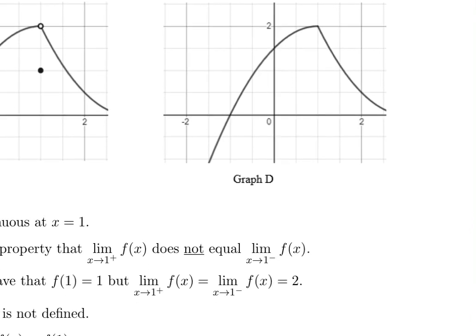And finally, graph D, what do we have going on? There's no open dot here. There's no indication that the function is not defined here. It's just a cusp. So the function is defined at x equals 1. That's not an issue. The left limit and the right limit seem to be equal to each other, and the function is defined at that same point, and it looks to have the same value as the left and the right limit. So use that to draw the conclusion as to what you think is going on.